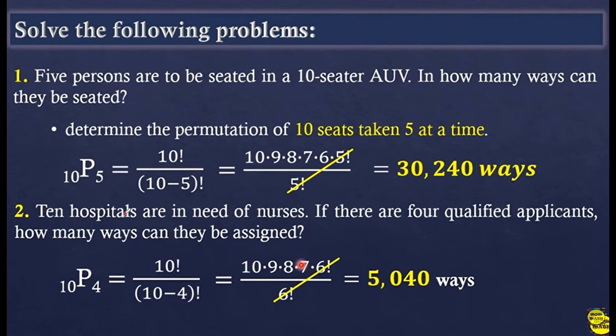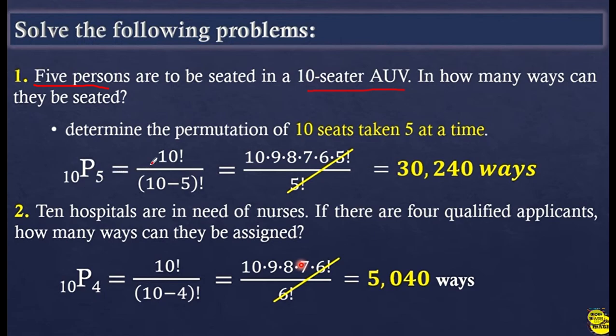Okay, next. We have here mga problems na ato isolve. So number 1 is 5 persons are to be seated in a 10-seater AUV. In how many ways can they be seated? So kinsa man ang ato n diri? We have 10. Ang ato r kay 5 ka persons. Again, 10 ang ato n, 5 persons ang ato r. So we have P of 10 taken 5 at a time.